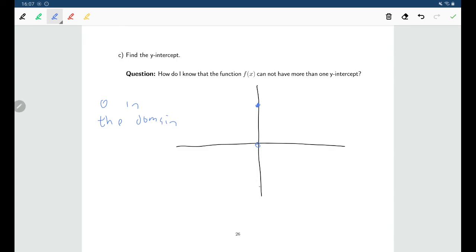And that's the reason why you couldn't have more than one y-intercept, because if you did, that would have meant that you would have had two y values matching up with that one x value of 0. So we know that because 0 is in the domain, we are definitely guaranteed that there is a y-intercept, but because it's a function, there can't be more than one y-intercept. Otherwise, we would fail the vertical line test and we would have something that's no longer a function.